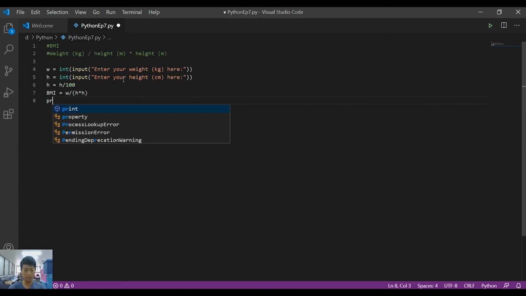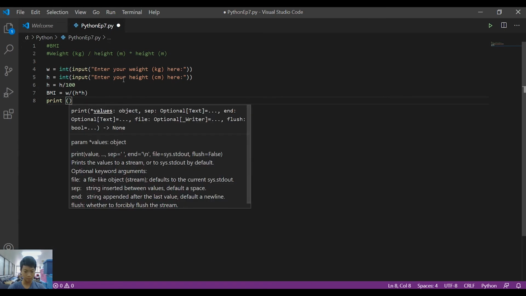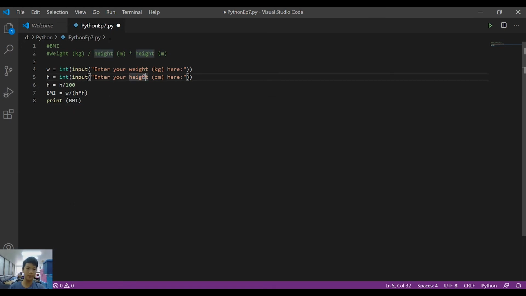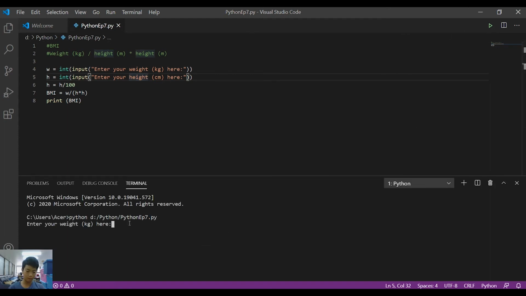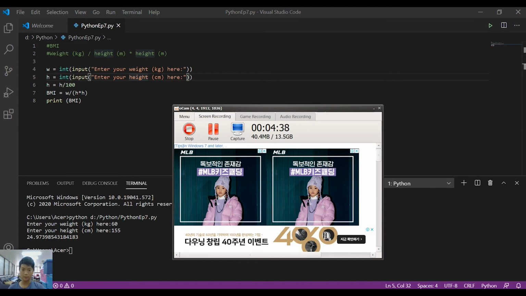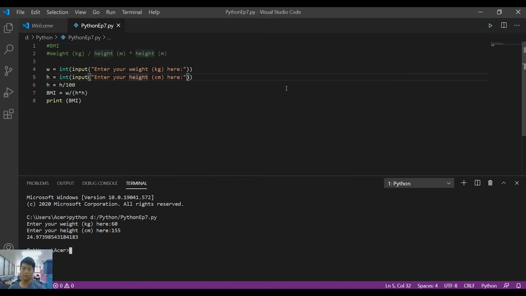So we print the BMI, print BMI. There you go. Now it gets your BMI. So let's pretend 60, right? 60, 155, and this would be your BMI. It's pretty simple, guys. It's a short video. How long is it? Just 4 or 5 minutes. So it's not that much.